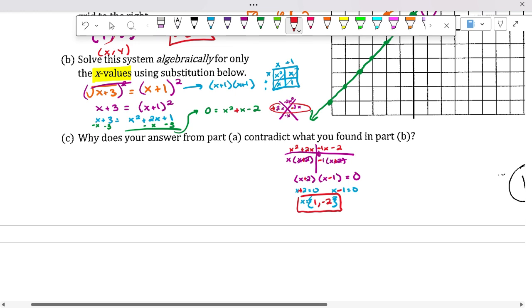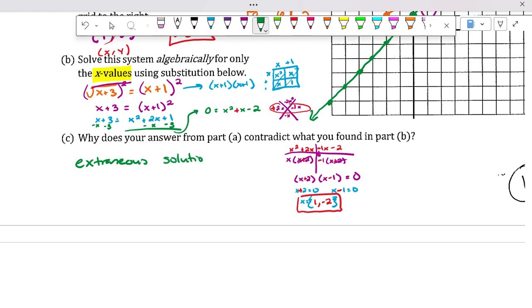Yes, something's not right. What happened is that we have what's called an extraneous solution. In this case, it's x is equal to negative 2. Which means if I plug it back into the original, so the square root of x plus 3, this would be the square root of negative 2 plus 3 is equal to negative 2 plus 1. All right. What's negative 2 plus 3? 1.